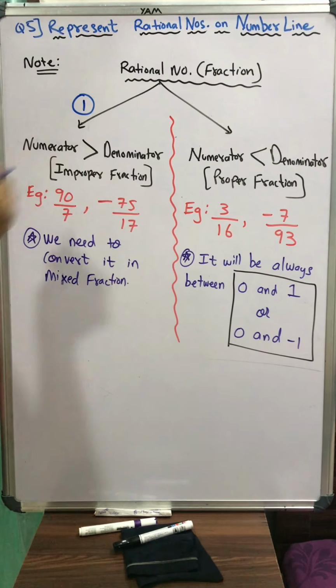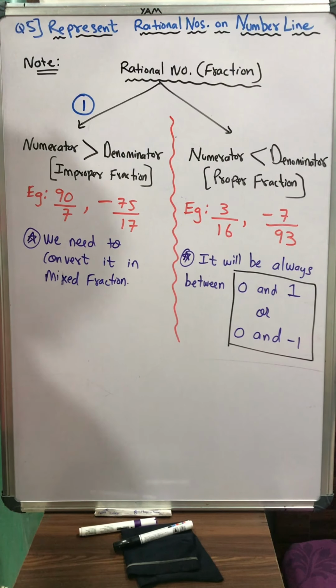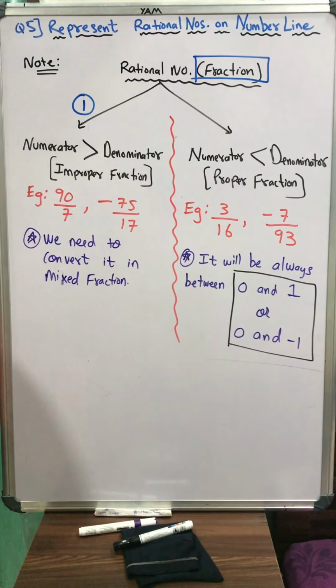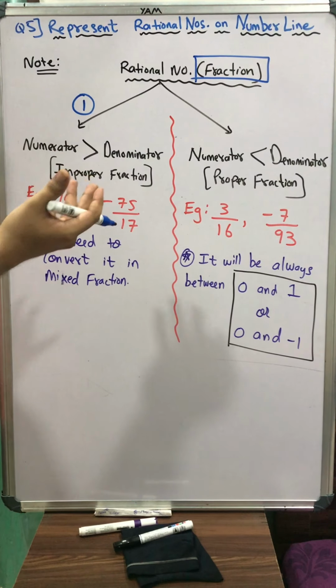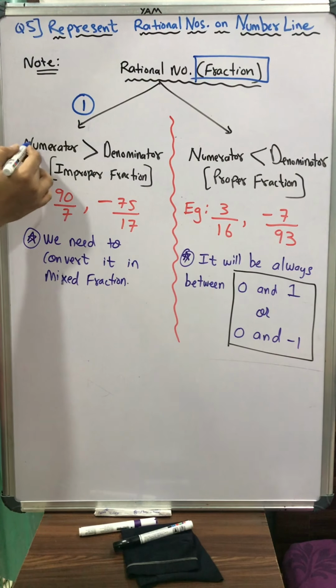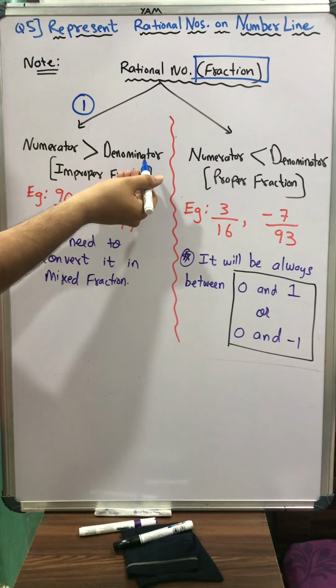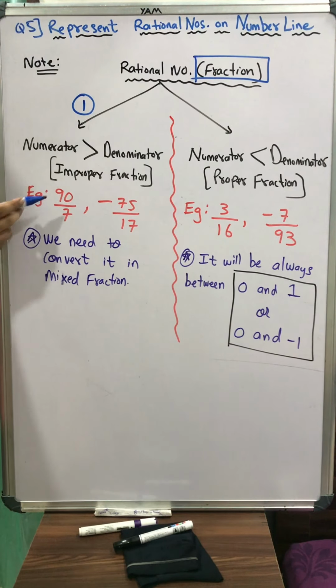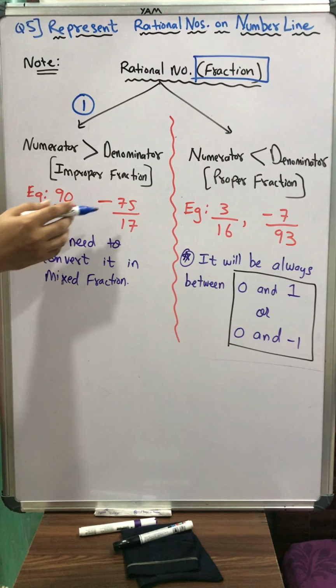numerator can be greater than denominator. Numerator can be greater than denominator, and this type of rational number or this type of fraction, now I will always use the word fraction. All the fractions are rational numbers. So numerator greater than denominator. For example, 90 upon 7. Here numerator is 90, denominator is 7. So numerator is greater and denominator is smaller.